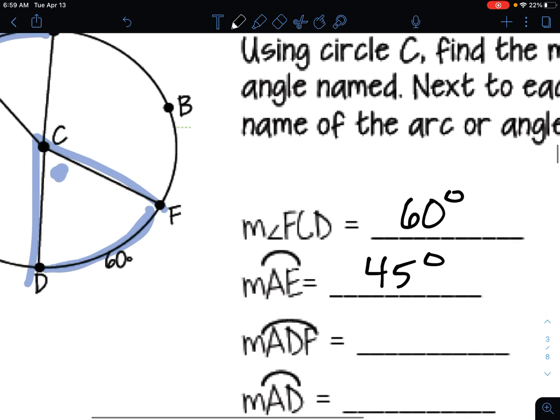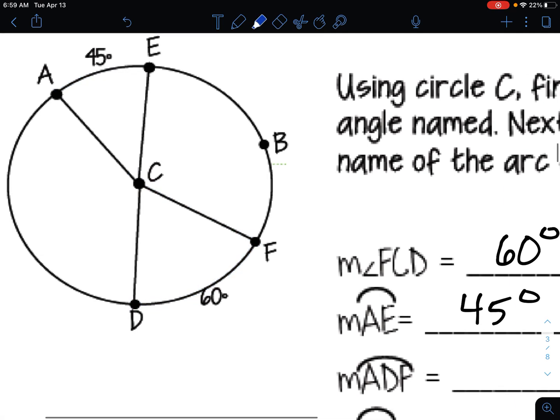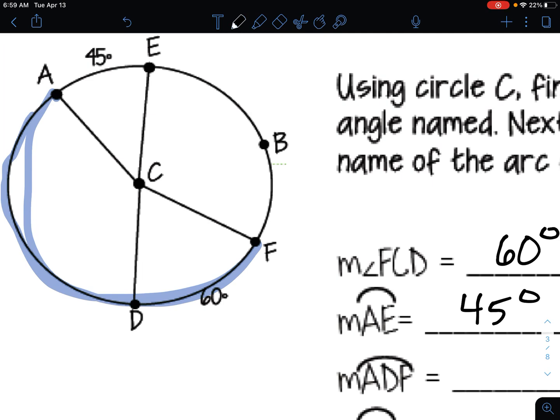ADF. So when I'm looking at ADF, this is a 3-letter one. So we know that this is going to be bigger than 180, all right? So A to D to F. Well, we know that this piece here is 60 degrees. We got to be able to find out how big this piece is. Well, how can we do that? Anyone see? All right.